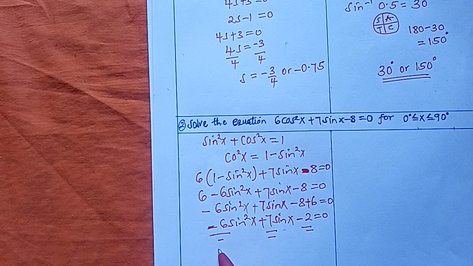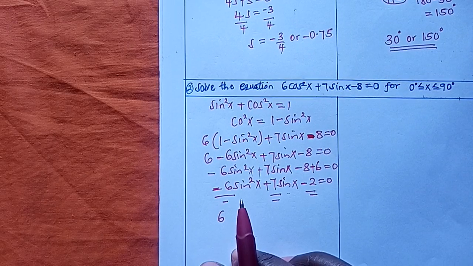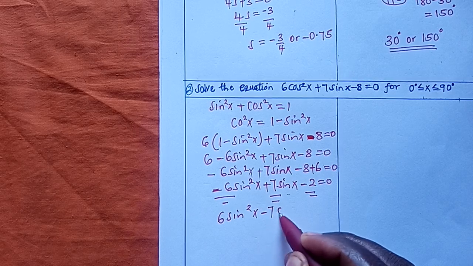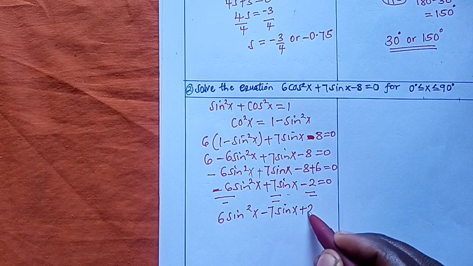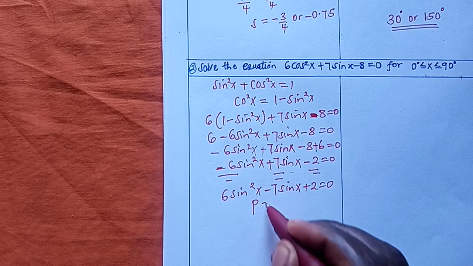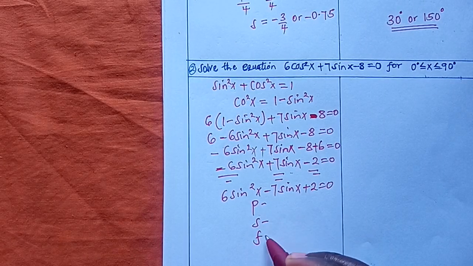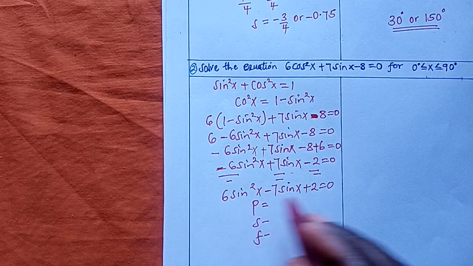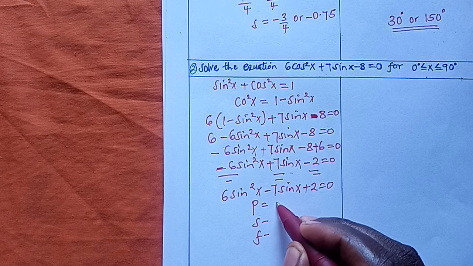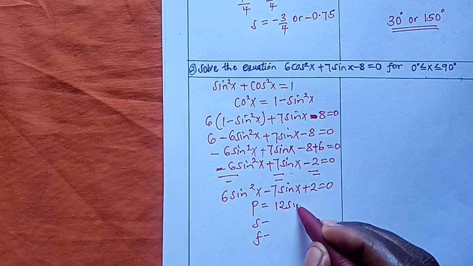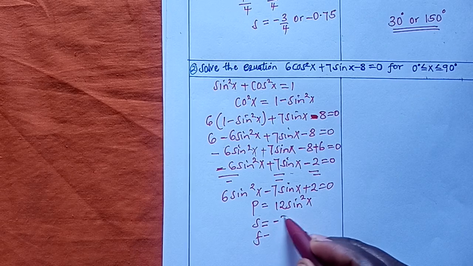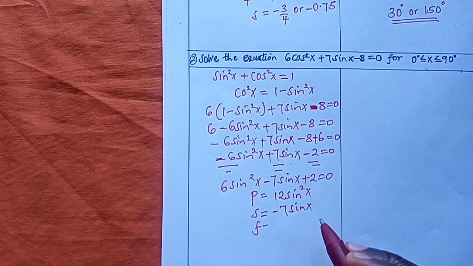Now we end up having 6 sine squared x minus 7 sine x plus 2 is equal to 0. This is a quadratic equation and we are going to use the product-sum-factor method. Now what is the product here? The first term multiplied by the last term, 6 sine squared x times 2, gives us 12 sine squared x, and then the sum is the second term, which is negative 7 sine x. What about the factors?